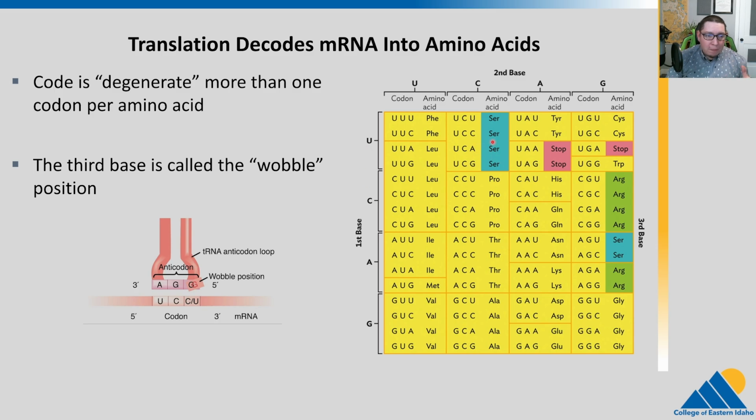UCC, we get serine. Or it could be UCU, it's also serine, right? That allows some flexibility here. So if you were to have a mutation in the third site of a codon, it wouldn't actually affect what amino acid gets coded for. That will be important. We'll talk about that in the mutation bit in just a moment.